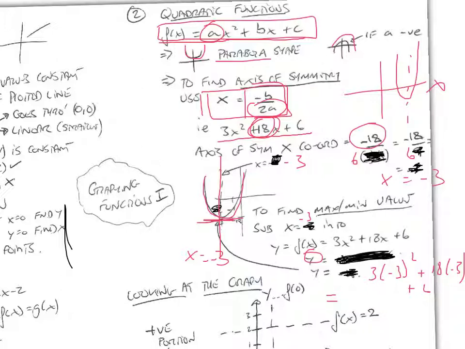So that's equal to minus 3 squared, which is 9, 3 by 9 is 27, minus 54 plus 6. And that would be equal to y equals minus 21. So this is y equals minus 21.